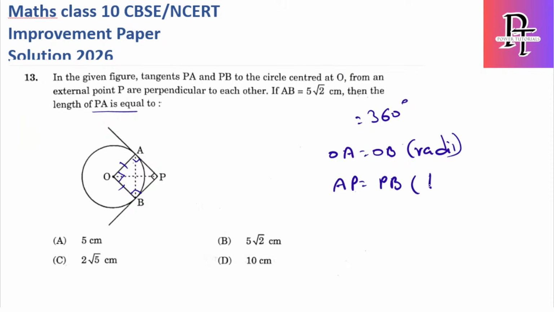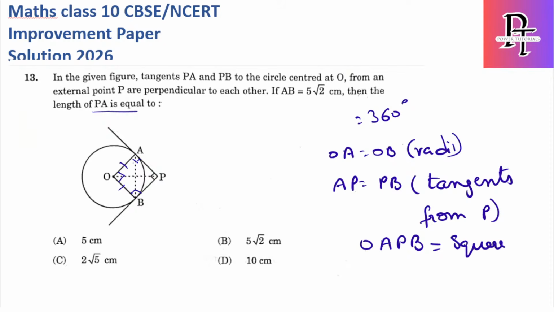Why? Tangents from an external point. Here the external point is P. If adjacent sides of a quadrilateral are equal and all the angles are 90 degrees, then we can confirm that it is nothing but a square. So OAPB is a square.